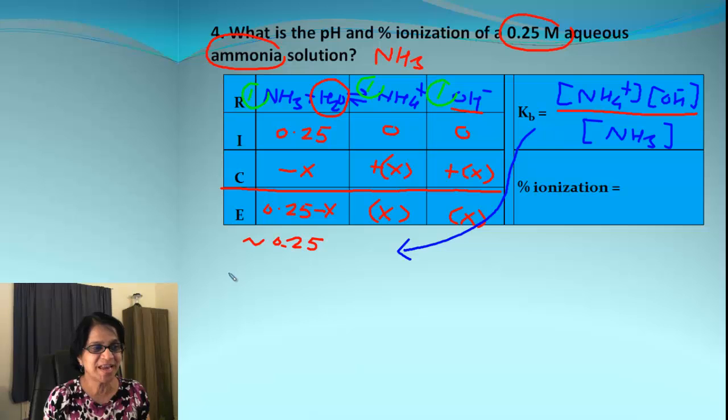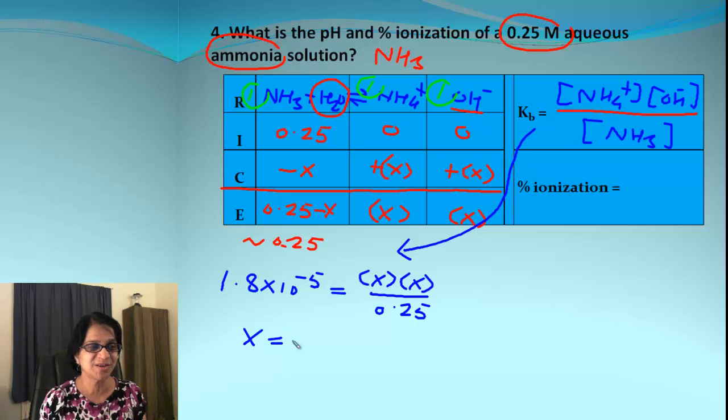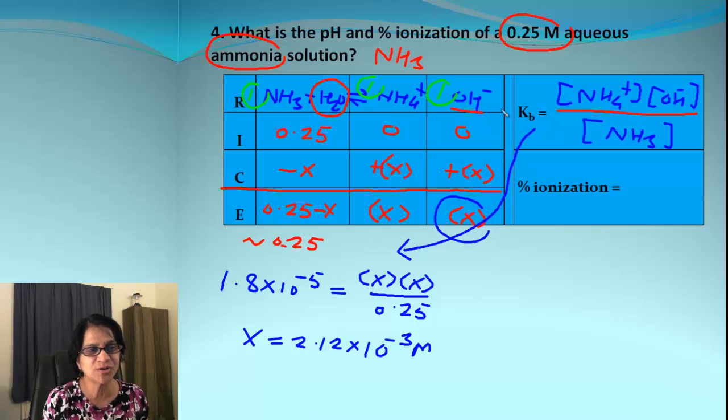So Kb for ammonia is 1.8 times 10 to the negative fifth, and each of these is equal to X. Ammonium and hydroxide both are equal to X, and the concentration for ammonia is 0.25. So when we solve this, X is equal to 2.12 times 10 to the negative 3 molar. Now what actually is X? X is equal to the hydroxide concentration.